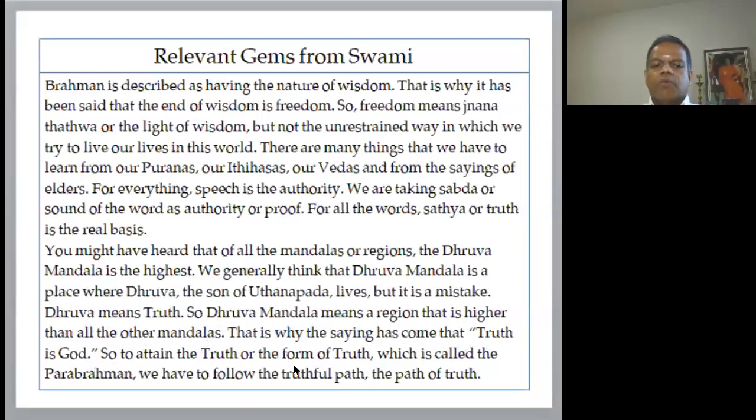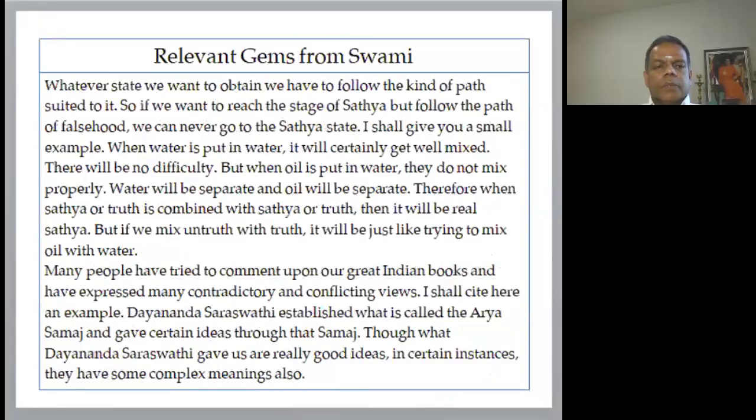So to attain the truth or the form of truth, which is called the Parabrahman, we have to follow the truthful path, the path of truth. Whatever state we want to obtain, we have to follow the kind of path suited to it. So if we want to reach the stage of Satya, but follow the path of falsehood, we can never go to the Satya state. I shall give you a small example. When water is put in water, it will certainly get well mixed. There will be no difficulty. But when oil is put in water, they do not mix properly. Water will be separate and oil will be separate.